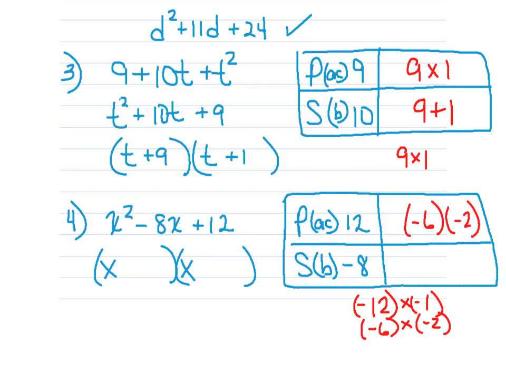Negative 6 plus negative 2. So I can go ahead and complete my factoring. So I would have x minus 6 and x minus 2.